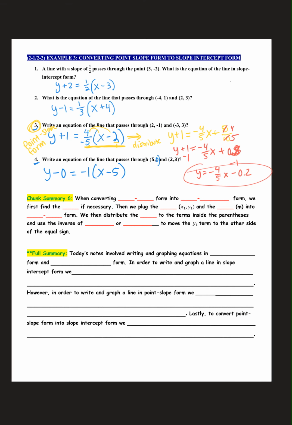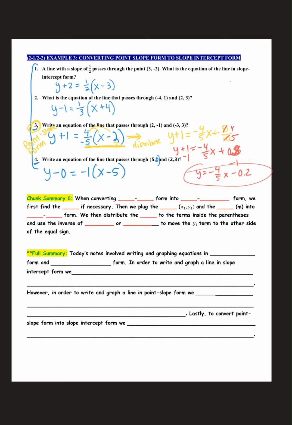Okay, so if you haven't noticed, numbers 1, 2, and 3, we've all seen before. You should have seen them before because we already did them. We put these in point slope form. Now we are going to convert point slope form into slope intercept form.